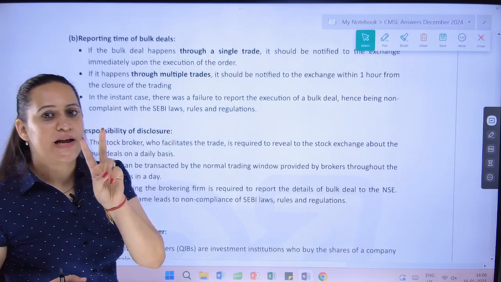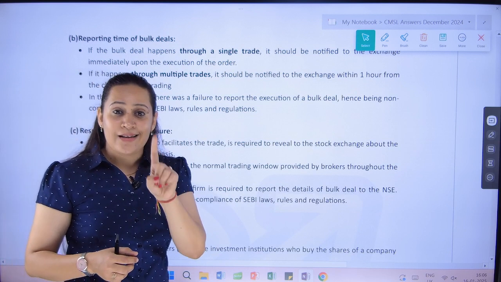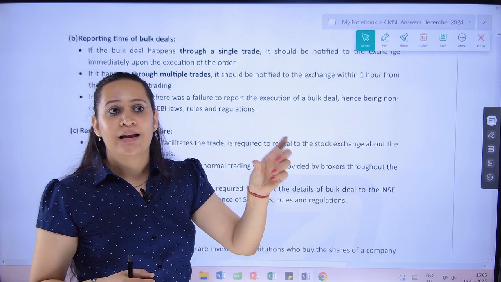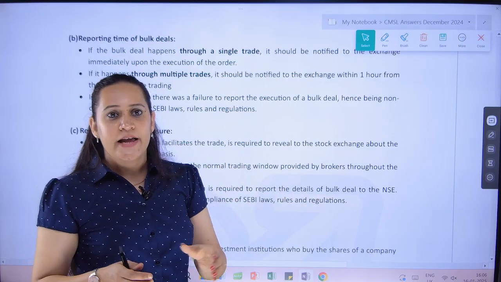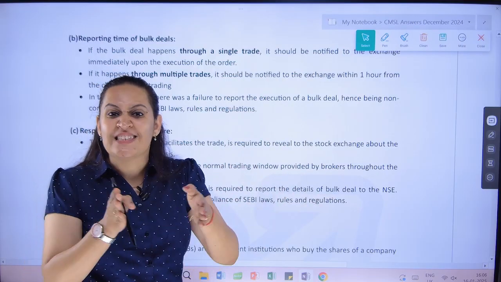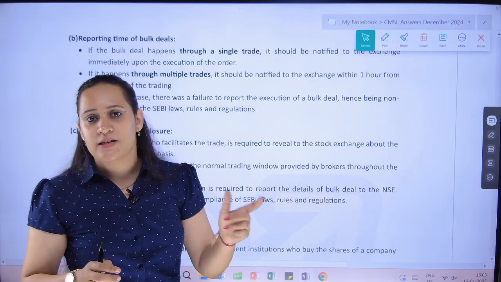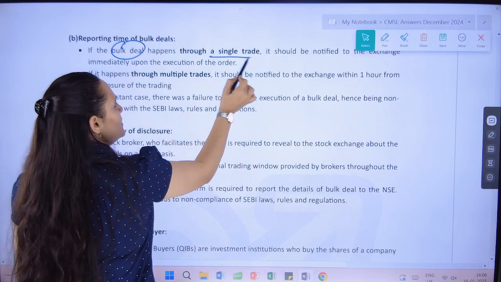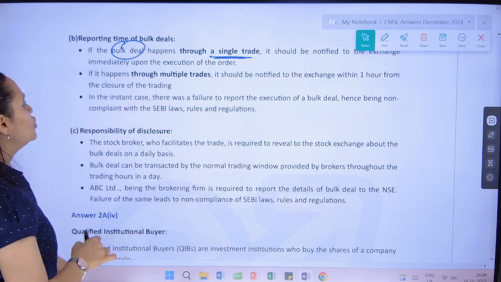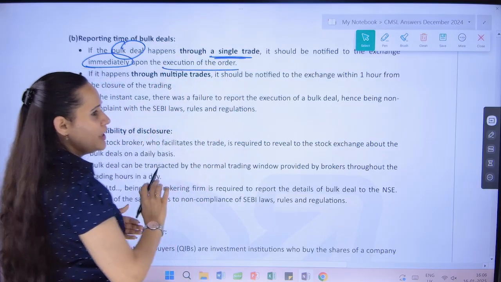They have asked you for reporting time for 2 things. If through one single trading activity the bulk deal criteria is satisfied, what is the time when you should report? If not in one trade, but through a series of transactions, you have executed a bulk deal, then what is the reporting time? If you are entering into a bulk deal through a single trading window, you should give it immediately upon execution of that particular order.